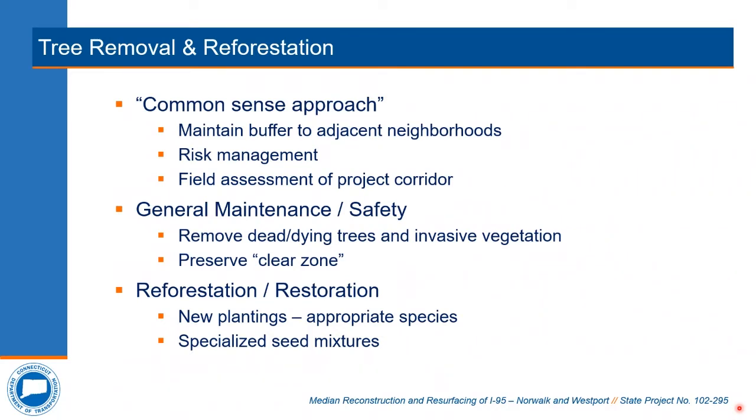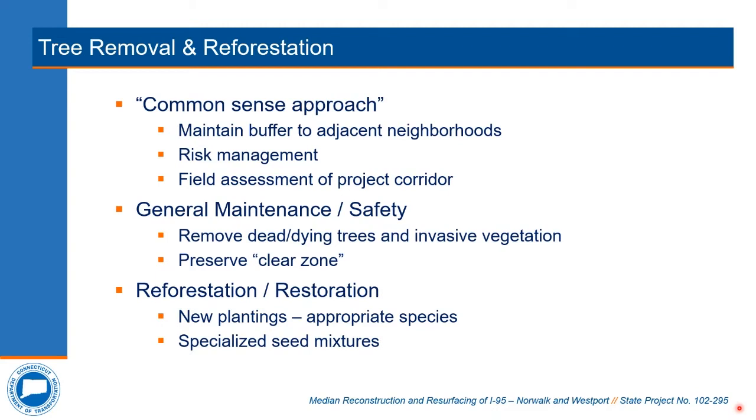The first step in this process was for design team representatives to conduct a multi-day field assessment of the project corridor along with representatives from DOT maintenance. Trees that were identified as dead or dying and determined to potentially impact traffic along the main line and ramps, or those which may pose an immediate risk to a vehicle that unexpectedly leaves the travelway, will be removed, along with patches of invasive vegetation and overgrowth.